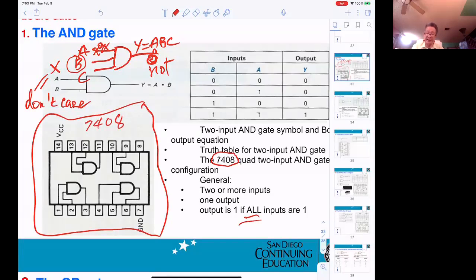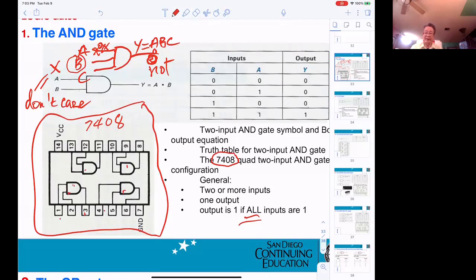Inside this IC, you get how many gates? 1, 2, 3, 4. And they also identify for you pin 1, pin 2 as the input of the first gate, pin 3 as the output, pins 4 and 5 as the input of the second one, and so on.